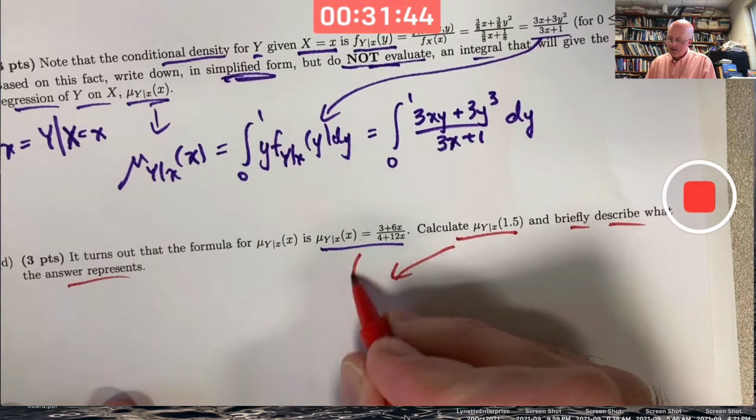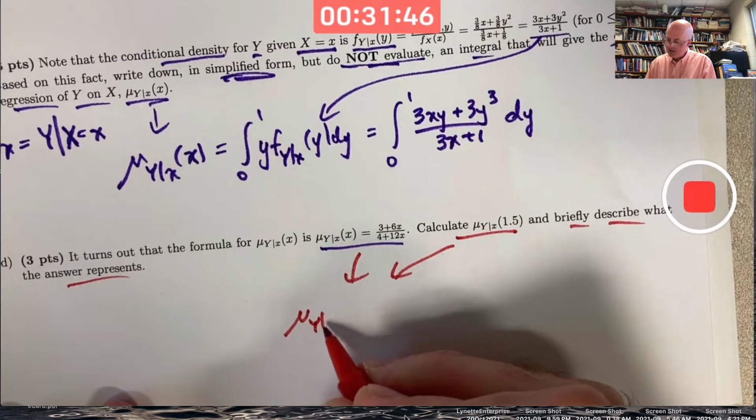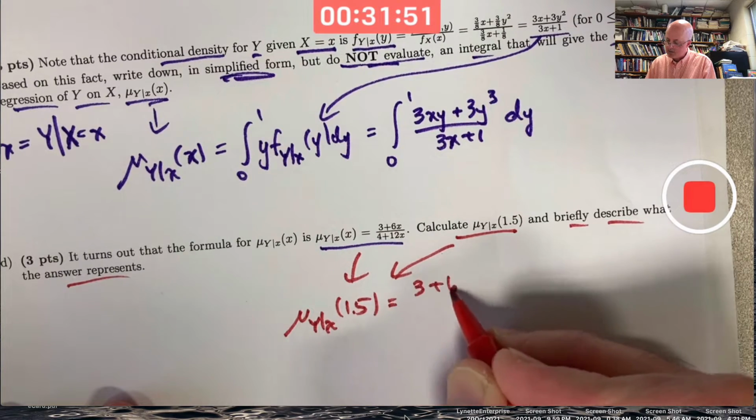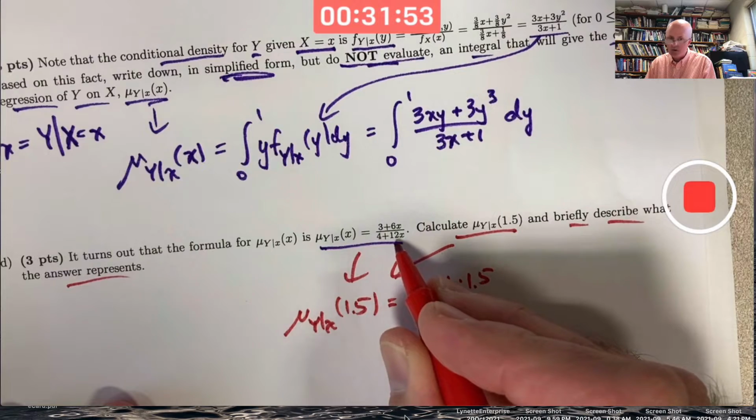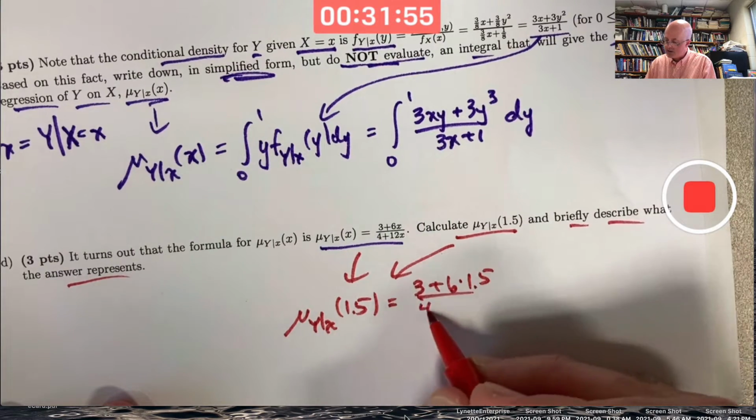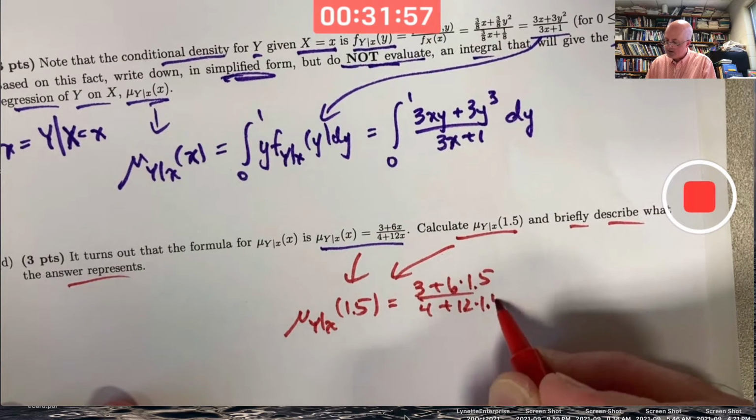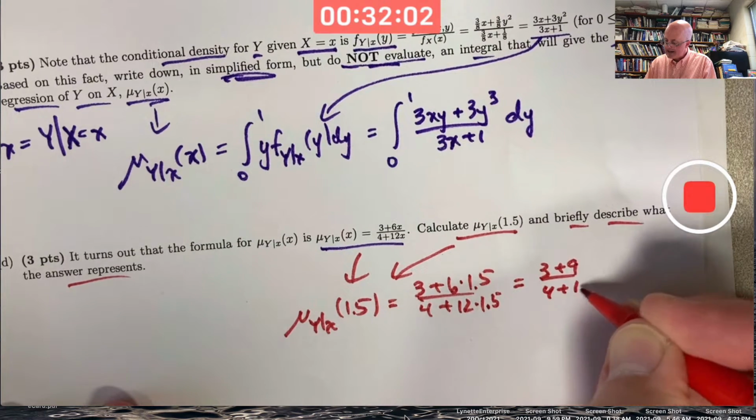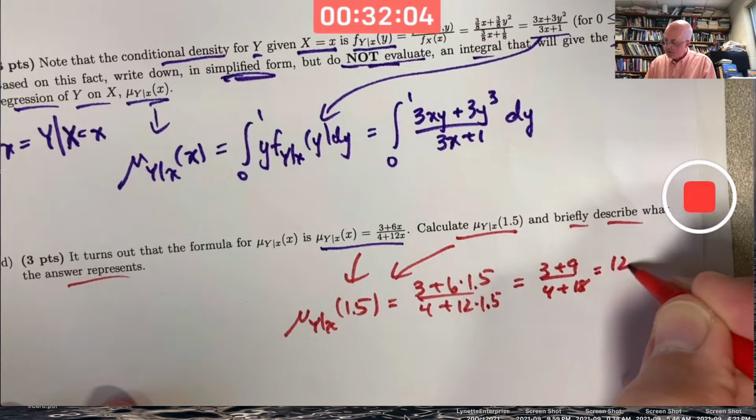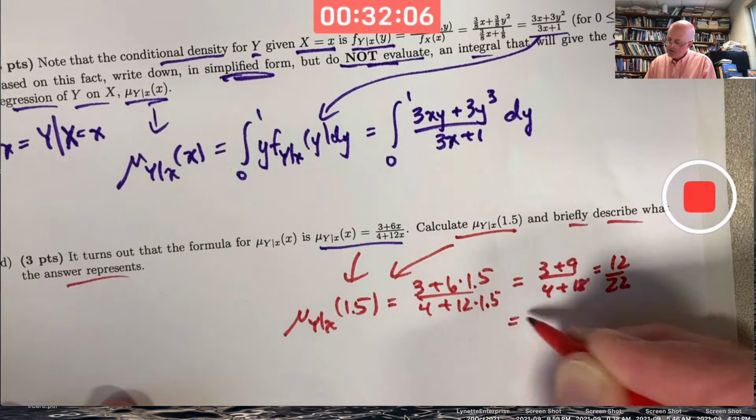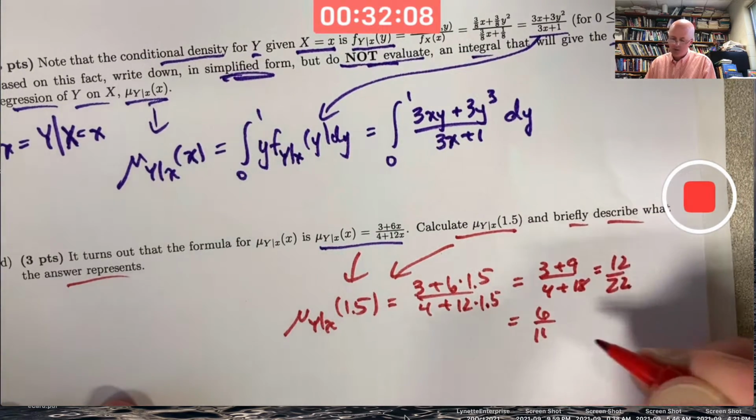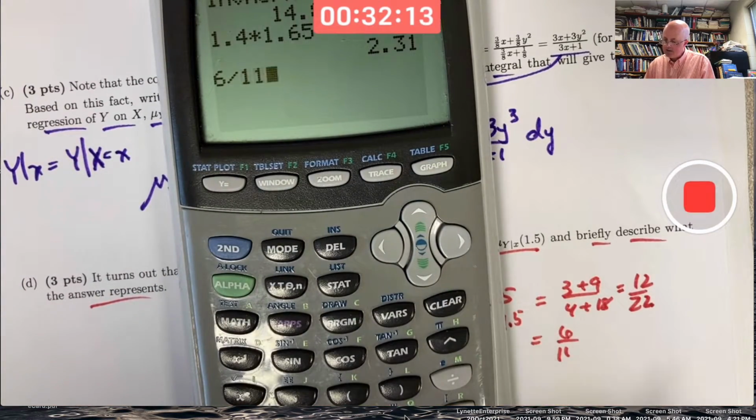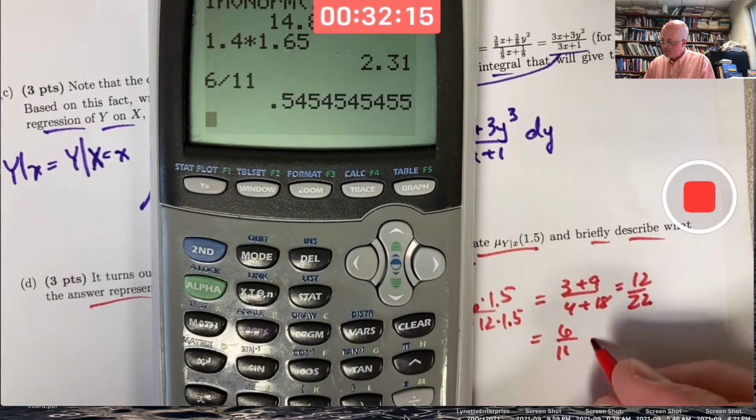So to calculate that, we just plug the number in. Plug in x equals 1.5, we'll get 3 plus 6 times 1.5, looking at this formula right there, divided by 4 plus 12 times 1.5. So that will be 3 plus 9 over 4 plus 18, which is 12 over 22. Which is 6/11ths, which is what, 0.5 something repeating? I forget. 6 divided by 11, 0.54 repeating.